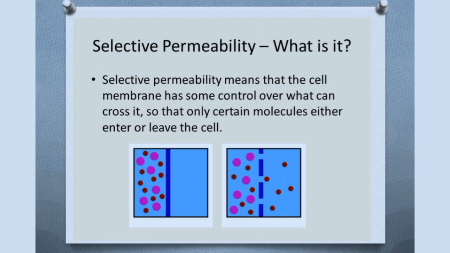For example, a school gate. Can we call it selectively permeable? Of course it is. Why? Because only students, teachers and the people who are related to the school are allowed to enter the school. Other people are not allowed. So it is said to be selectively permeable. Selectively permeable means the cell membrane has some control over what can cross it. The cell membrane decides what can cross it and what cannot. So only certain molecules either enter or leave the cell.